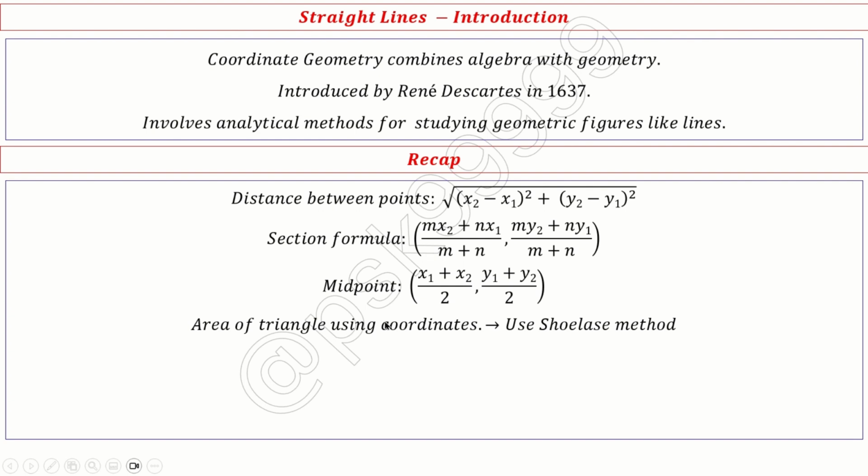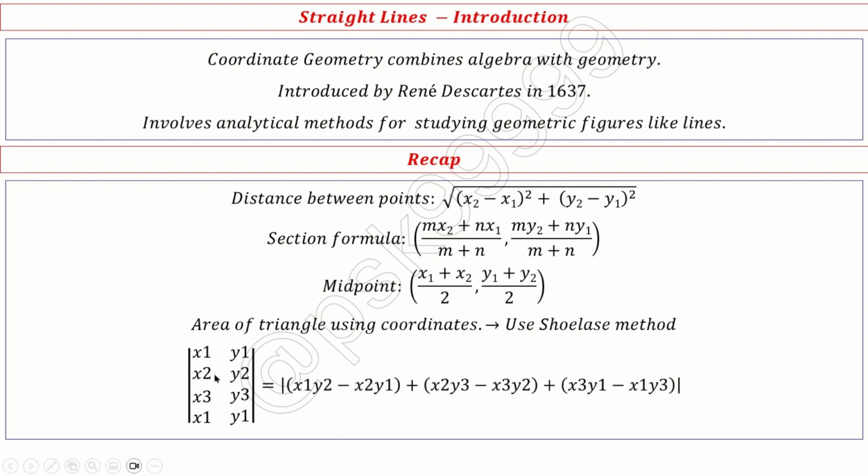Area of the triangle using coordinates, you can use the shoelace method. This is best. I always suggest you use the shoelace method rather than remembering the individual formulas or writing the matrix form, because once you understand the shoelace method, you can apply it to any polygon. It can be a triangle, rectangle, rhombus, pentagon, anything. So use this one.